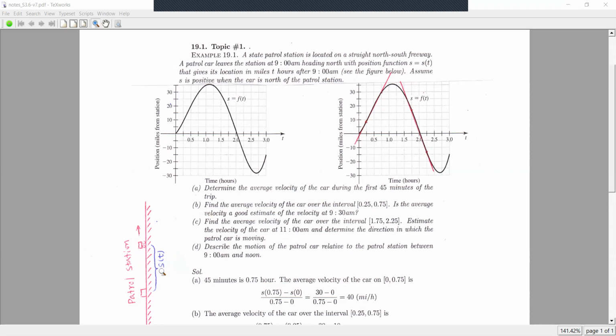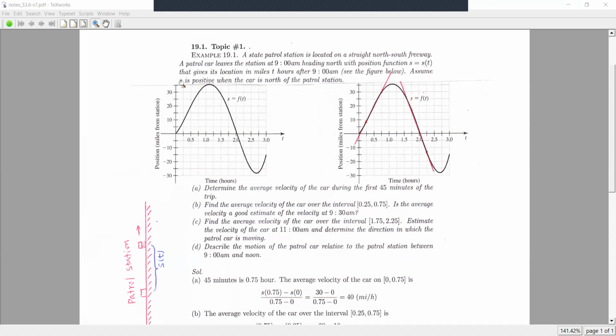It is the distance between the station and the car. The graph of the position function is shown in this diagram. In this diagram, time is 0 corresponds to 9 a.m. Time is 0.5 corresponds to 9:30 a.m. Time is 1 is 10 a.m.